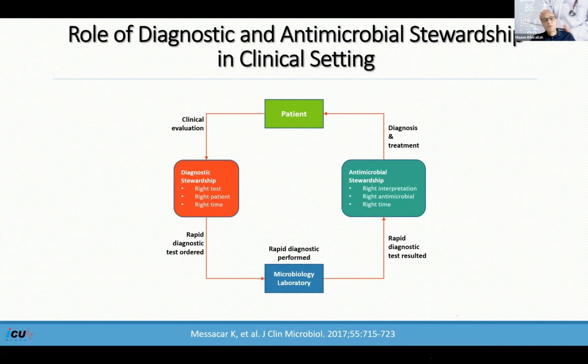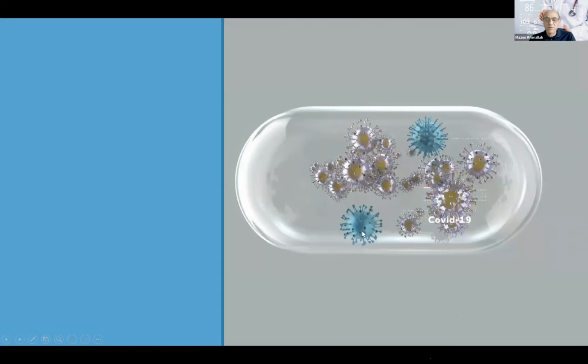So in general, what we do now is that when we get the patient with a clinical syndrome, we do diagnostic stewardship. We try to select the right test for the patient and the right time. And then we get the test results. We do antimicrobial stewardship, where we make right interpretation of the results, right antimicrobial regimen at the right time. And this way we can complete the cycle of rapid diagnosis, adequate diagnosis, and management of the patient.